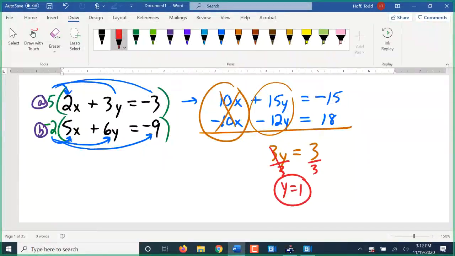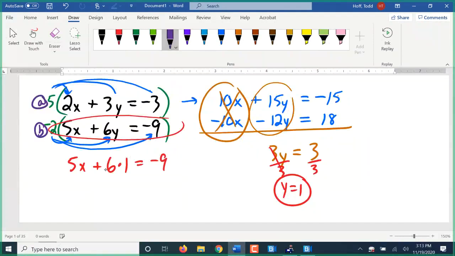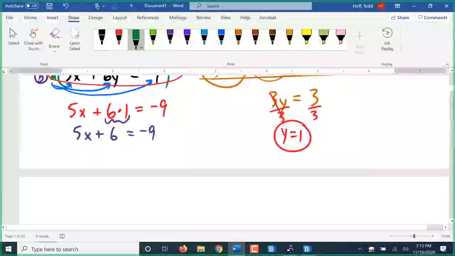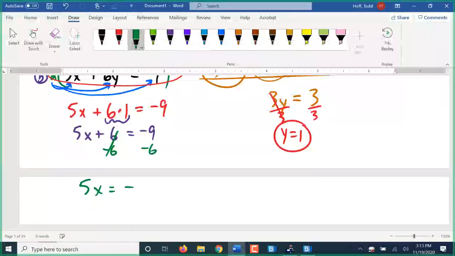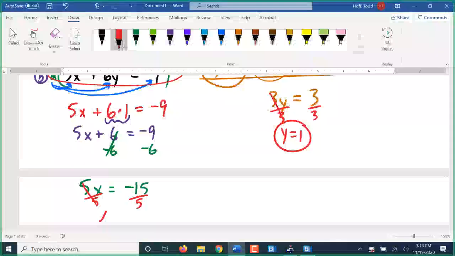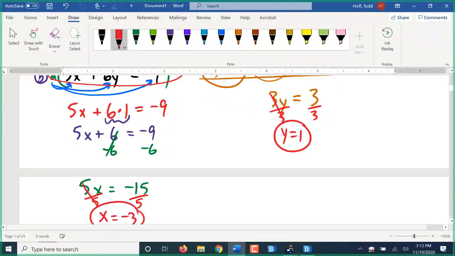Now we solve for x. Doesn't matter which equation we use. Let's just use the bottom one since it's right there. So 5x plus 6 times 1 equals negative 9. So we can combine: 6 times 1 is 6. So 5x plus 6 equals negative 9. We'll subtract 6 from both sides. 5x equals negative 15. And we'll divide by 5. x equals a negative 3. So x is negative 3 when y is 1.